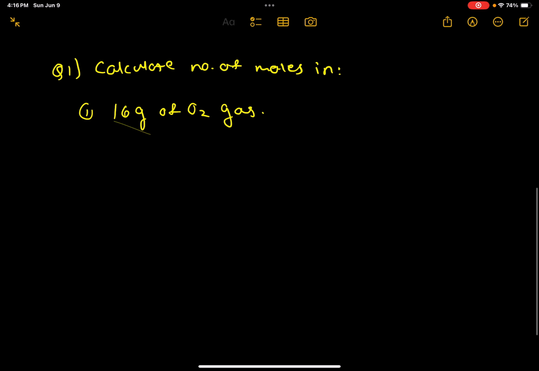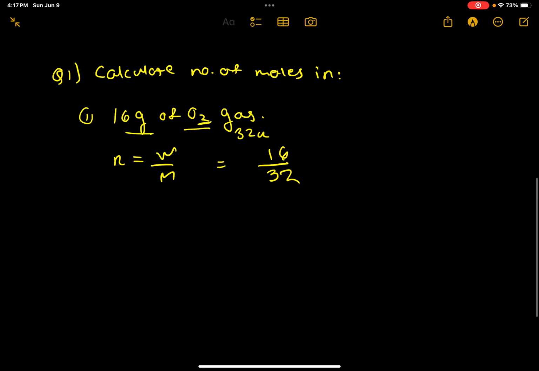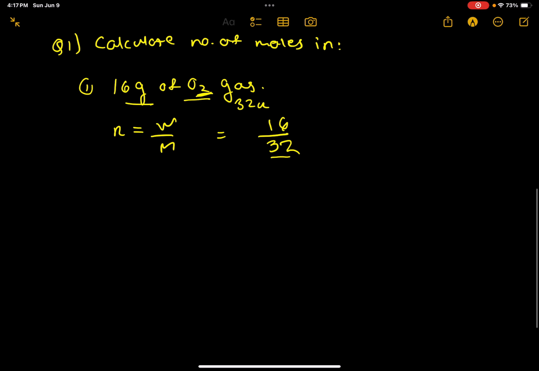So over here we have 16 gram, so it means n is equal to w upon M. Since the weight is given, and we know that the molecular mass of O2 is equal to 32 atomic mass units. So that means 16 upon 32, because we have two atoms of oxygen, so that's why we have to take 32 over here. So that means 1 upon 2, which is equal to 0.5 moles.